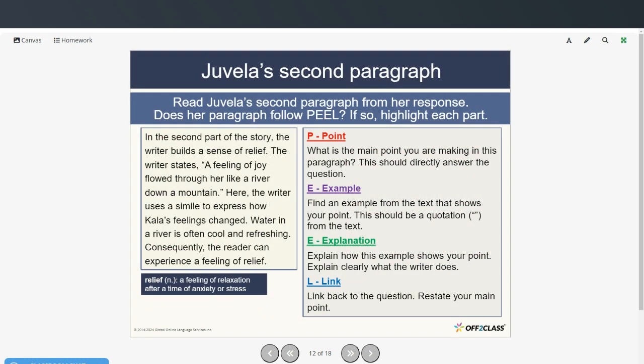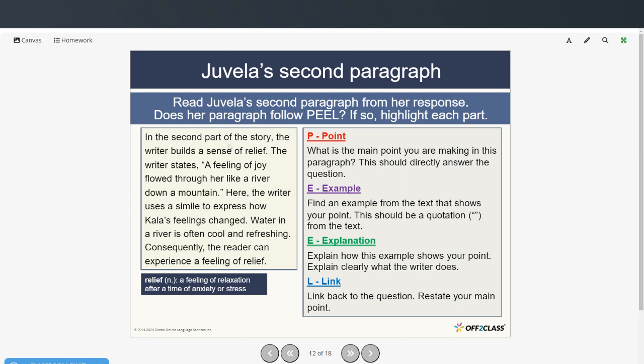All right, now we're going to read Juvela's second paragraph from her response, and you'll decide whether or not this paragraph follows the PEEL method, and if so, then highlight each part. And there's one vocabulary word, relief. It's a feeling of relaxation after a time of anxiety or stress. So again, you can pause the video, try this part of the exercise on your own, and then restart when you're ready to check your answers.